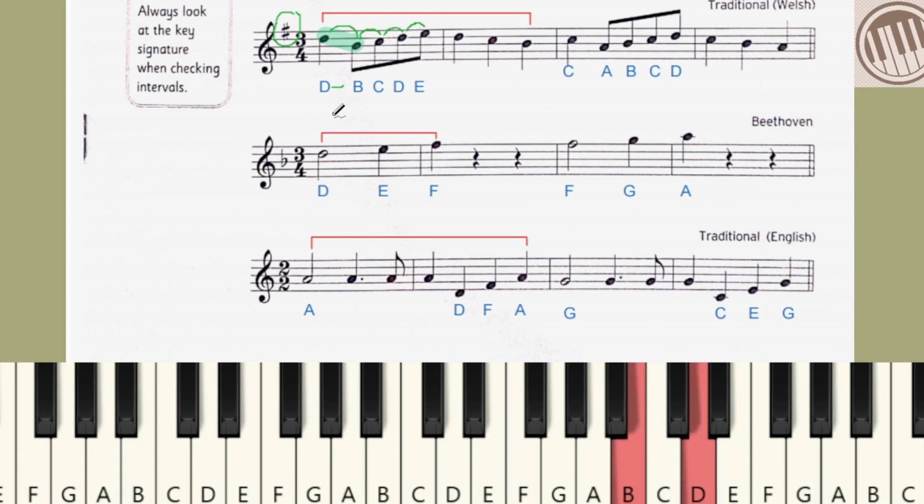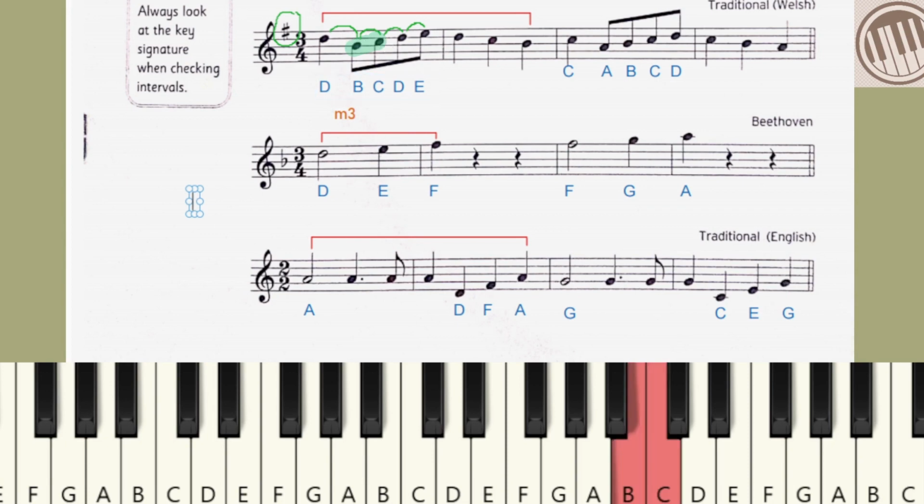It's moving down a third. Okay, so that's going to have 3 steps down. So it's a minor third. So I'm going to write simple M. And the next we have B to C.